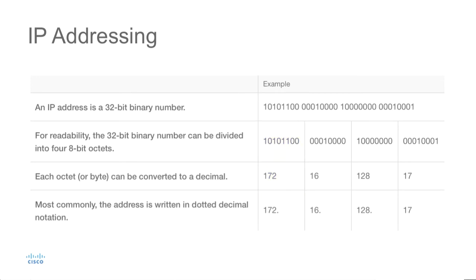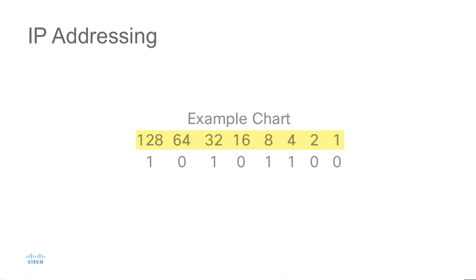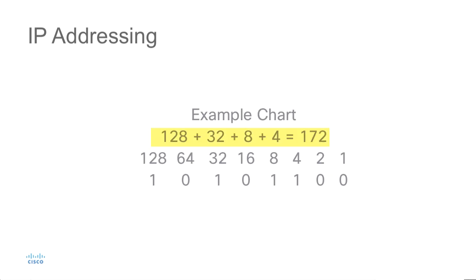The way that we do that is by adding up each value that has a 1 with the corresponding place value. So the chart would look something like the following: 128, 64, 32, 16, 8, 4, 2, and 1. If we take that first octet, which has a value of 1, 0, 1, 0, 1, 1, 0, 0, and we add up the place value in each location where the binary value is set to 1, we would be adding 128 plus 32 plus 8 plus 4, and that value in turn would give us the decimal number of 172.